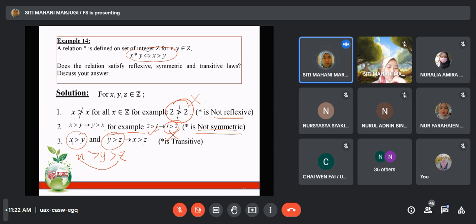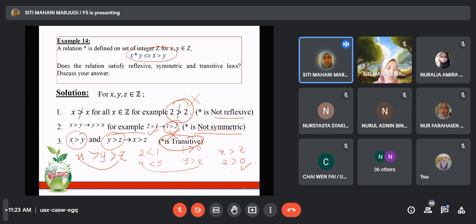Is that right? Okay, if I give you an example, I want to take 2 for this one, this is x, this is y. So if y is greater than z, so 1, and then 0. Is it right? x and z, 2 is greater than 0. This is true. Okay? So we can say this is transitive.